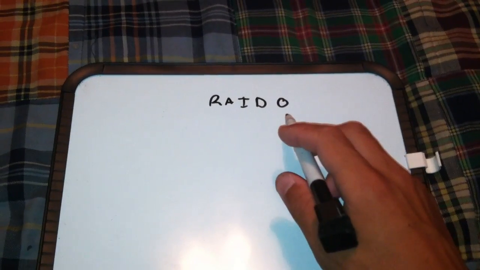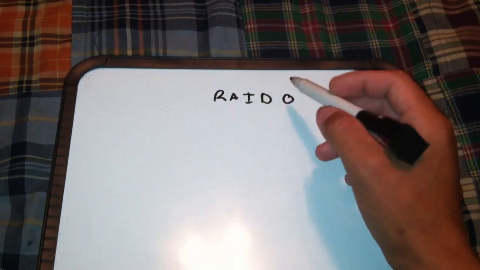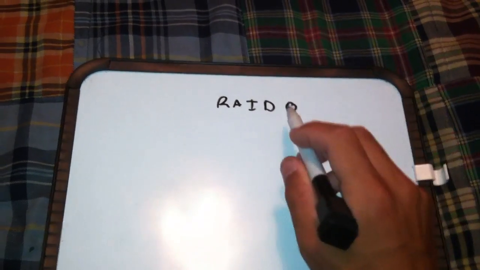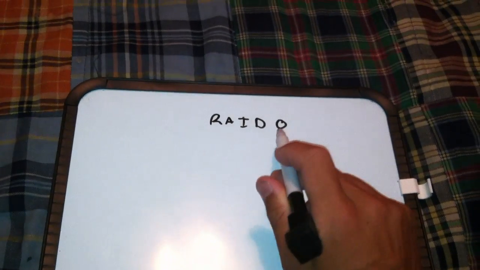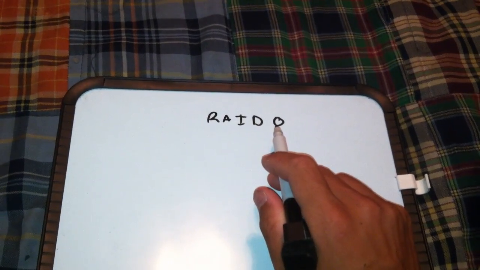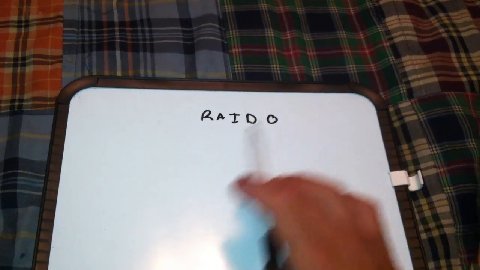Even 10 and 50 are kind of out there. Usually 0, 1, and 5 are most common. I'm going to explain 0 real quick. So 0 is the least redundant. In fact, it has no redundancy whatsoever.